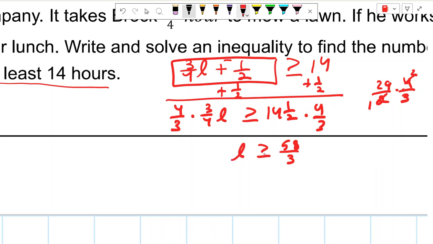There's no reversal of signs over here, and it says that the lawns have to be greater than or equal to 58/3. Well, what is 58/3? 58/3 in your calculator is 17 1/3 lawns. So that's how many lawns he has to at least do or greater. Now he can't do 1/3 of a lawn, so he's going to have to do 18 or more.